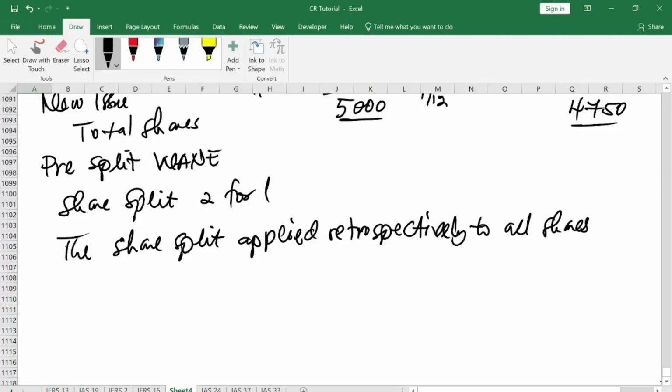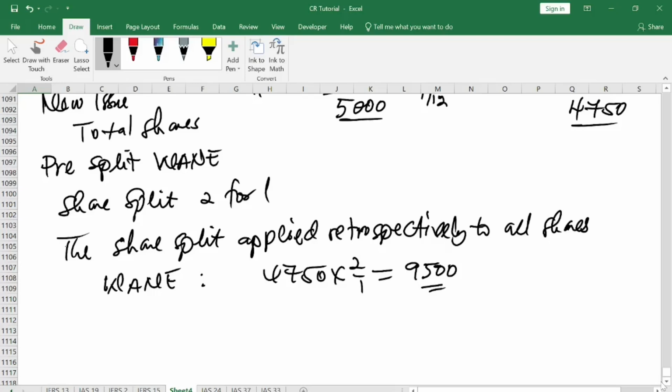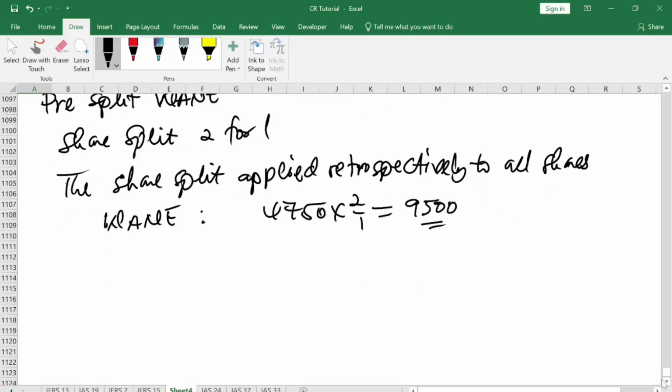So how do you do that? You pick your pre-split weighted shares, 4,750. Then you multiply by 2 for 1, which means 2 over 1. Do that, and how much do you have? You have 9,500. This is what we call the share split. It has already been weighted, so you just split it.